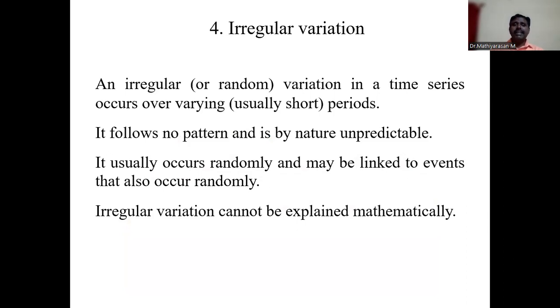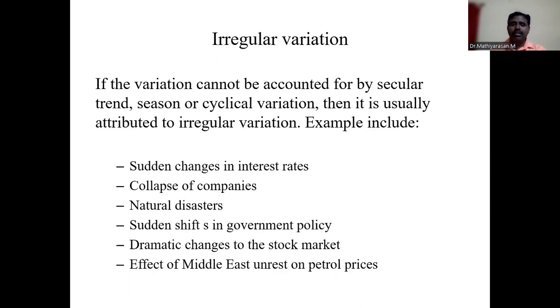Irregular variations are also called random variations in a time series. They occur over varying, usually short periods of time. They follow no pattern and are by nature unpredictable. They usually occur randomly and may be linked to events that also occur randomly. Irregular variations cannot be explained mathematically. What cannot be accounted for by the secular trend, seasonal, or cyclical variation is usually attributed to irregular variations.